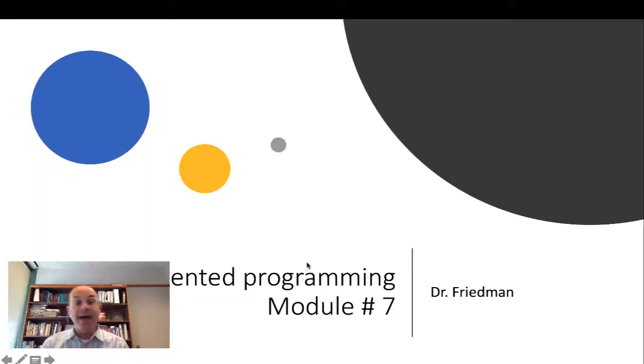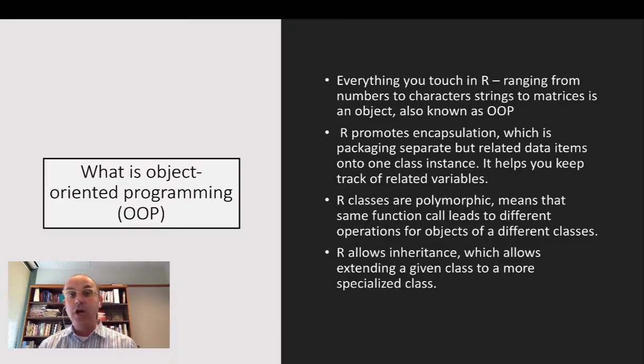Hello and welcome back. Today in module number 7 we are going to talk about object-oriented programming, which is what R is all about, and we will try to break it down with regard to R. What does it mean for R to be object-oriented? First of all, everything you touch, ranging from numbers to characters, strings or matrices, is an object by itself in R.